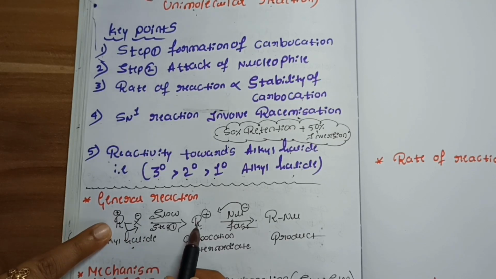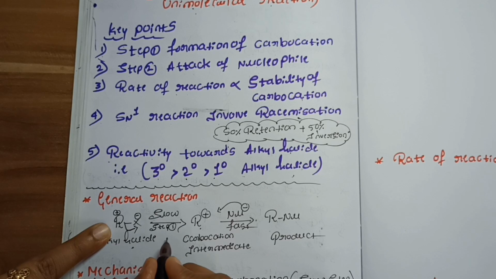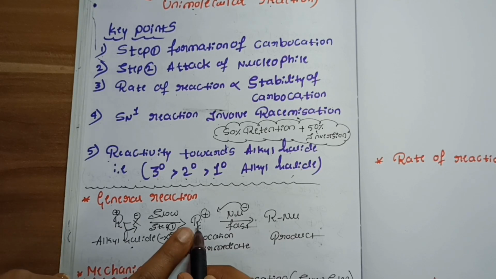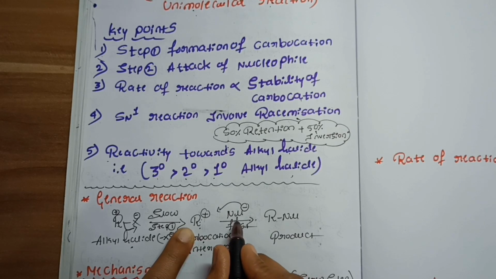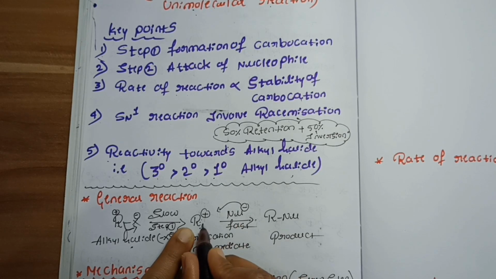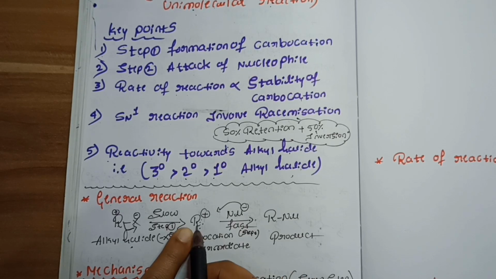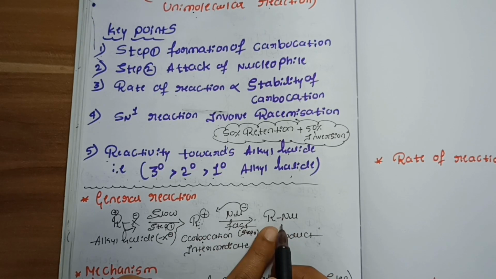And X is removed. X means halogen, which is removed as X minus. Now this R plus, what do we call it? Carbocation. This we call an intermediate. Now this R plus is an intermediate. In the second step, attack of nucleophile takes place. This step we call step 2. In step 2, attack of nucleophile takes place and here we will get the product.